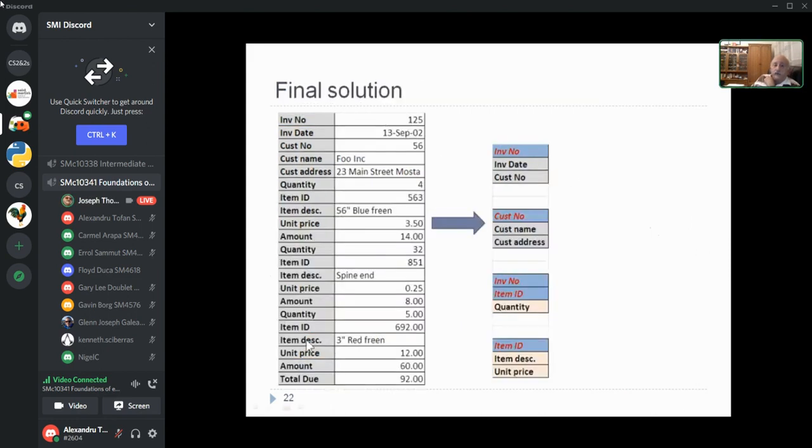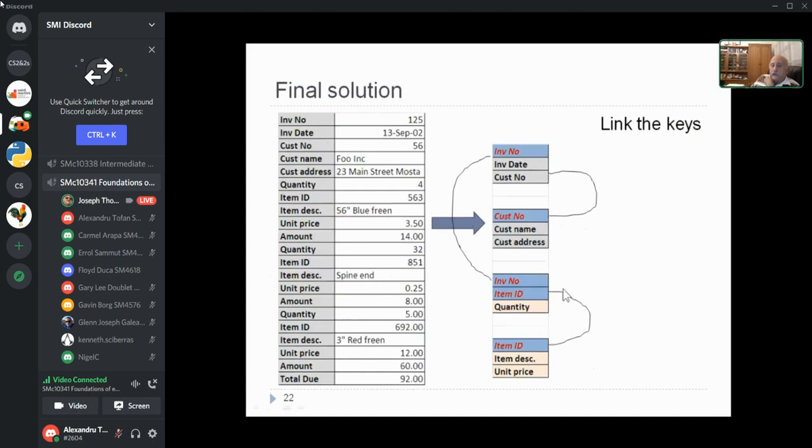So we have gone from this unnormalized data to 4 tables, which are now in third normal form. And if we follow the keys, we see that customer number is a foreign key linked to the primary key here.